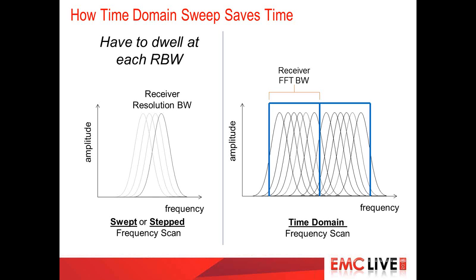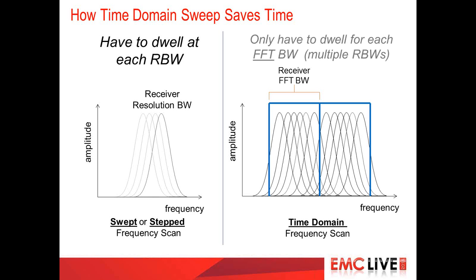Now, where's the benefit with time domain scan? Well, with time domain scan, we're taking a chunk of spectrum. Could be up to 25 megahertz depending on the frequency. And we only have to dwell once for that whole chunk of bandwidth. But what we're getting is multiple resolution bandwidths for a single dwell time. So that's where the time savings is. And really, this method, time domain scan, is like parallel processing. The swept and step scan is like serial processing. That's a good way to remember it.